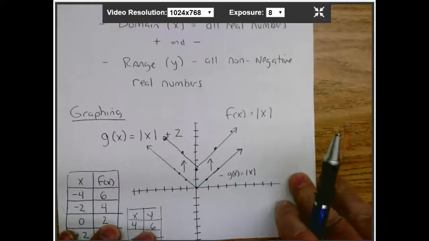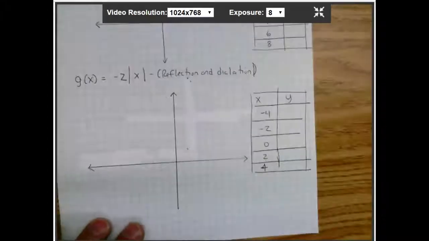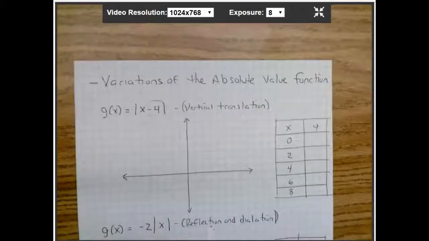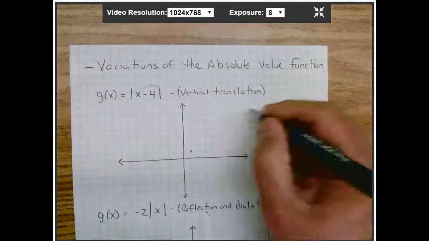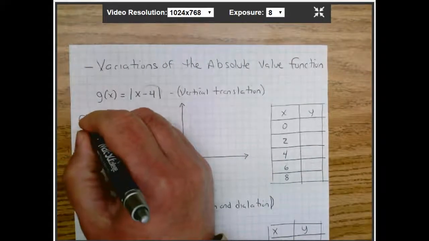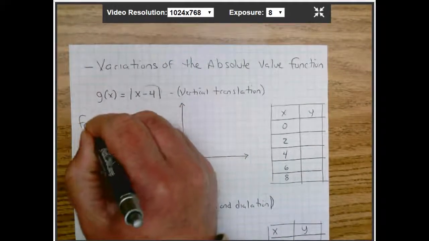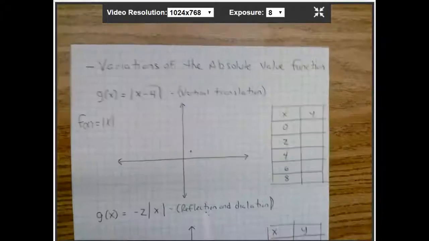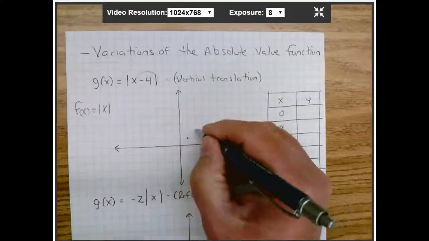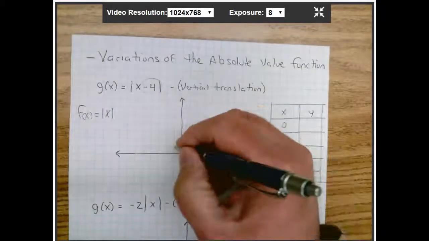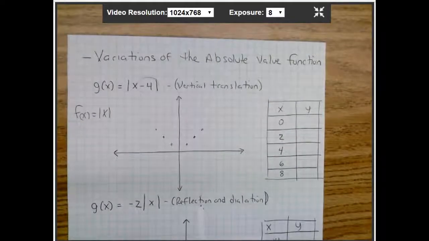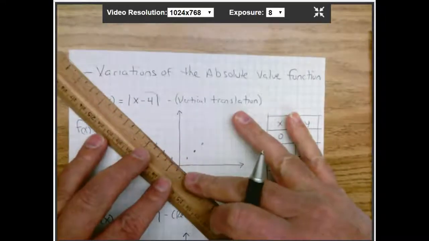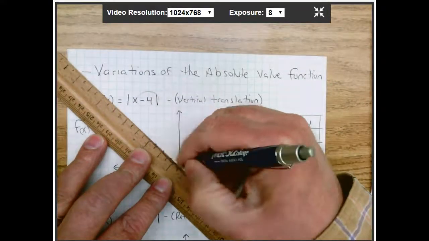So that's one example. There's some other examples we're going to look at here, and then we'll be done. Here's some other variations that we can see. If you just had that absolute value function, the f of x equals the absolute value of x, we would just have 1, 1, 2, 2, 3, 3, and then we'd go here, here, here, and then we'd have this V-shaped graph, right? This would be the original graph we're working off of, and just draw it in there.